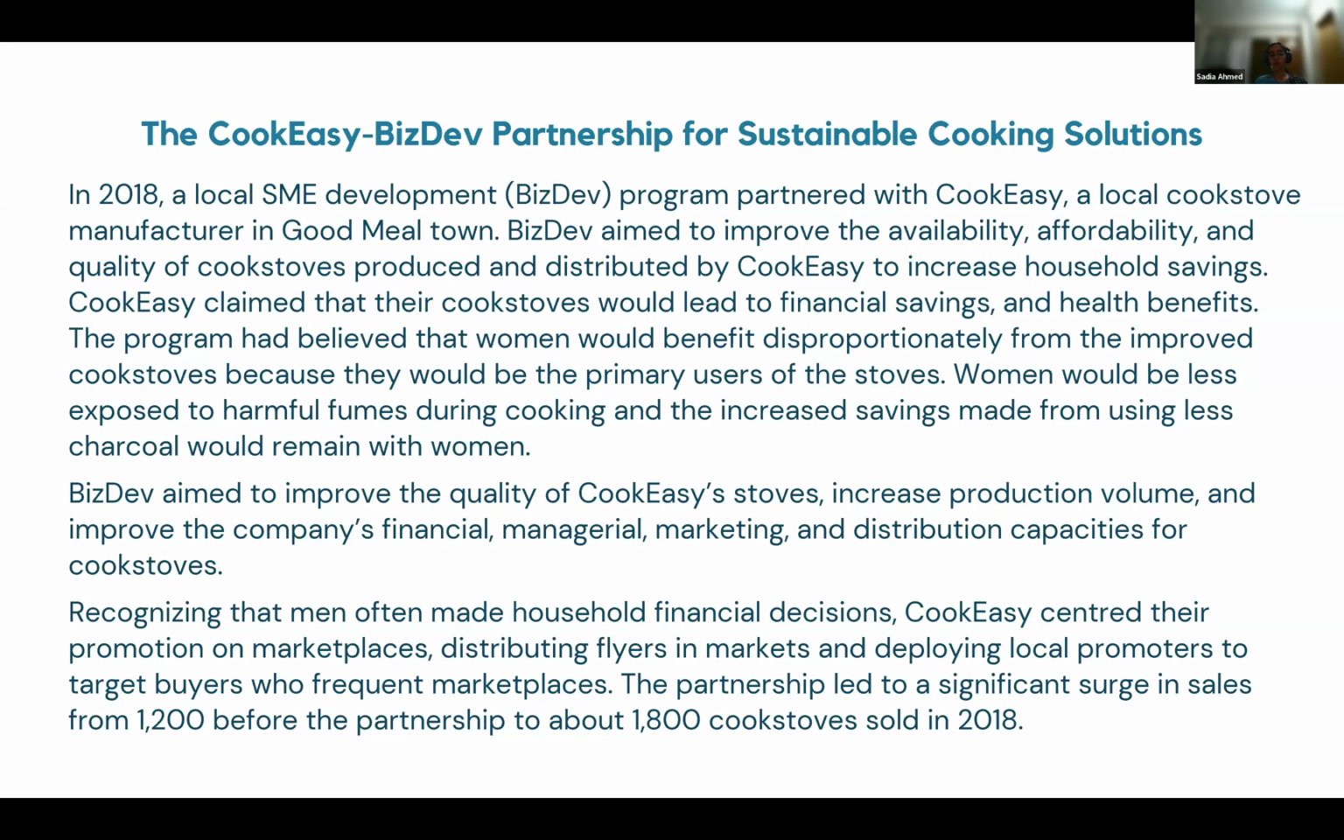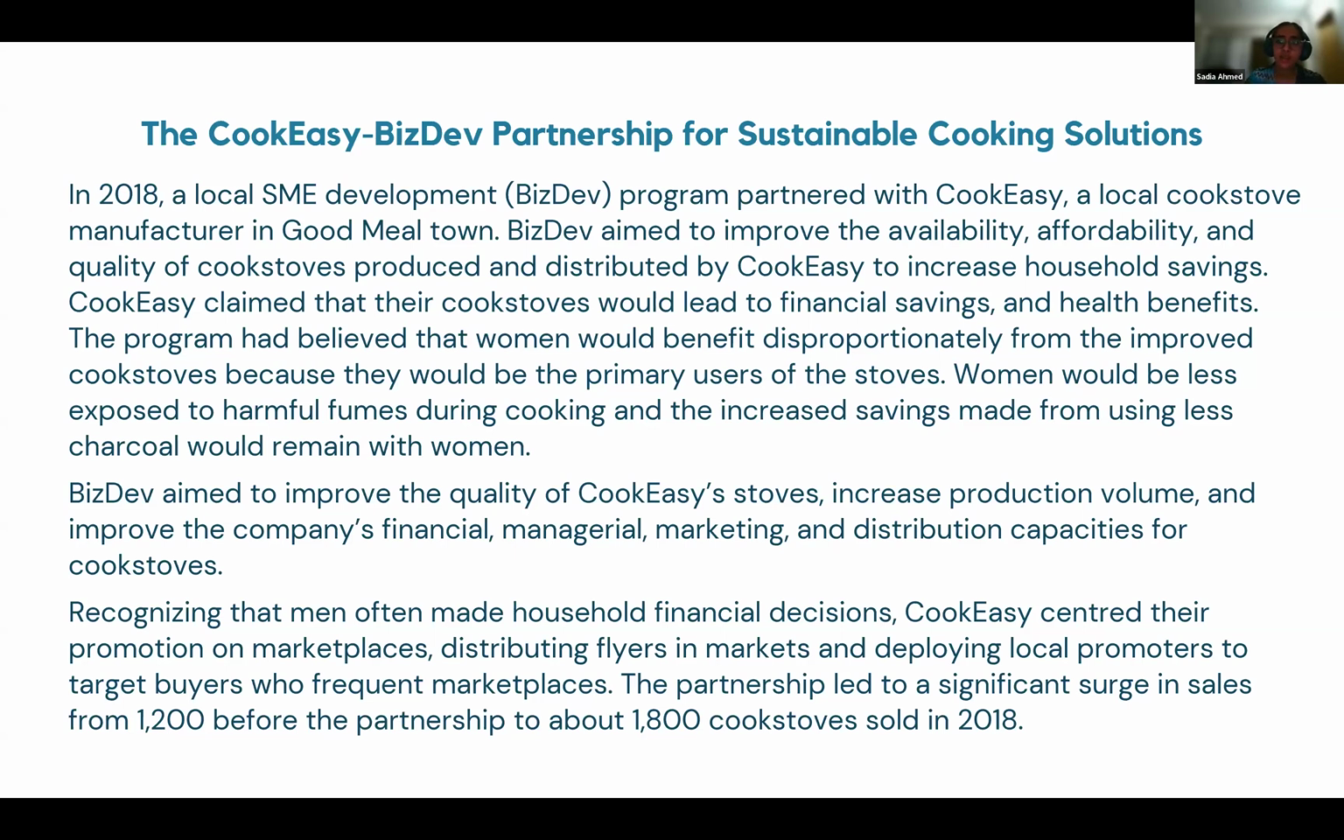Now, Cookeasy thought that men are the ones who make the primary expenditure decisions on household finances. So if there are any major expenditures to make in households, it's men who decide. So they centered their promotion on places where men would frequent, like marketplaces. They would distribute flyers in the markets, or have local promoters who go around and target buyers in the marketplaces, in shops, or near the market. And this led to a significant increase in sales. They went from 1,200 before the partnership to around 1,800 after the partnership.